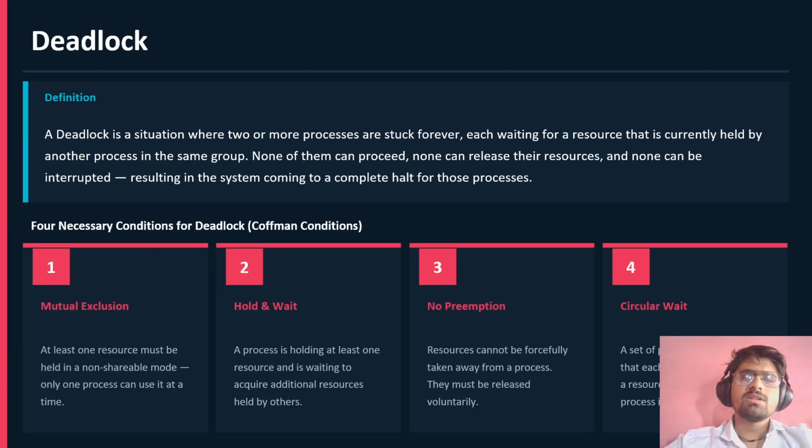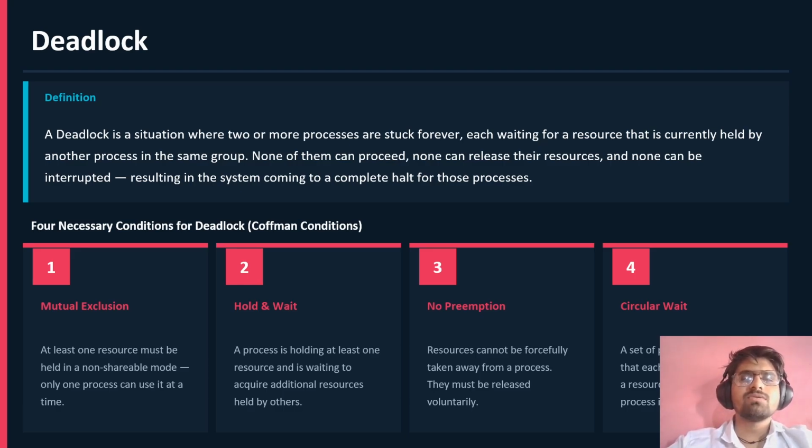Deadlock. A deadlock is a situation where two or more processes are stuck forever, each waiting for a resource that is currently held by another process in the same group. None of them can proceed, none can release their resources, and none can be interrupted, resulting in the system coming to a complete halt for those processes.